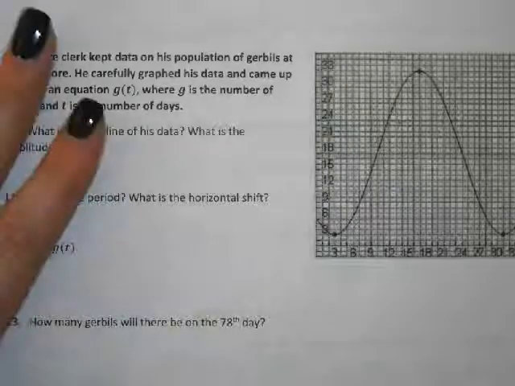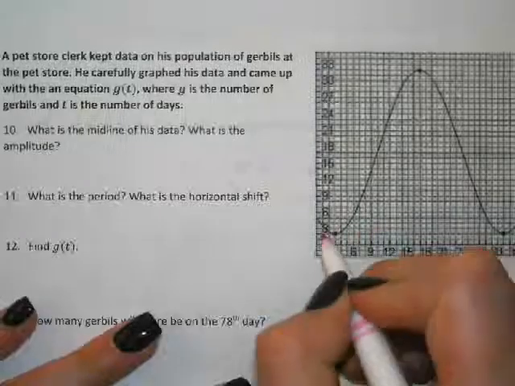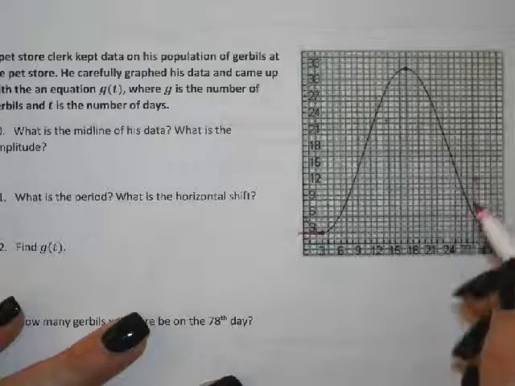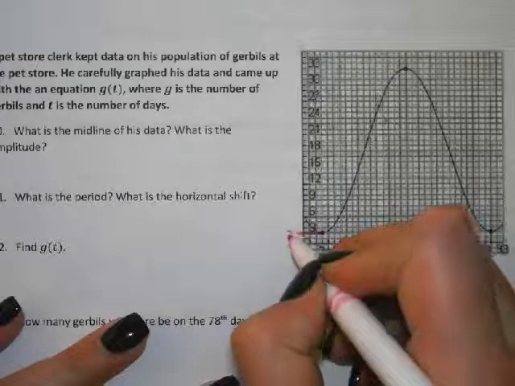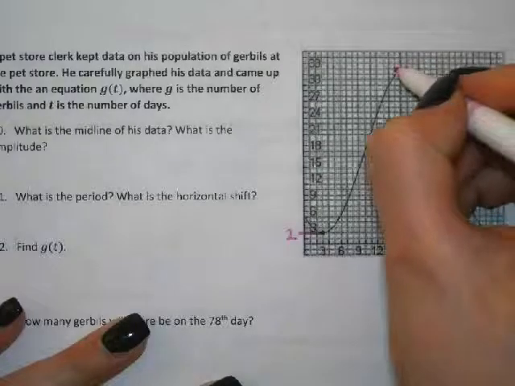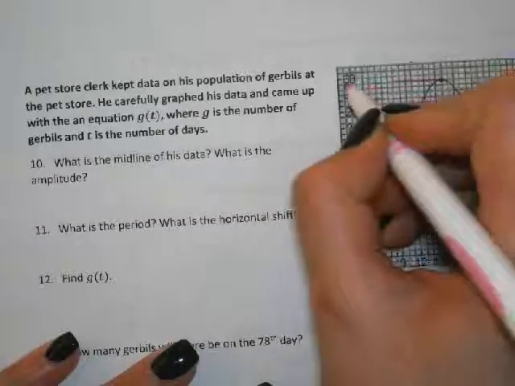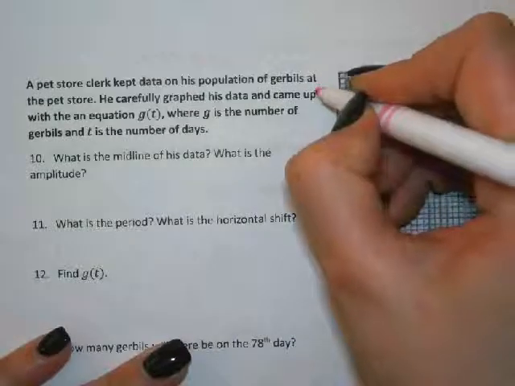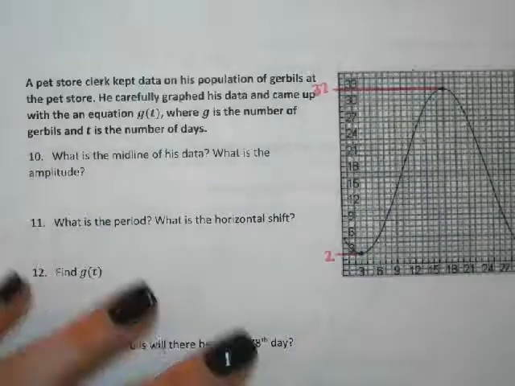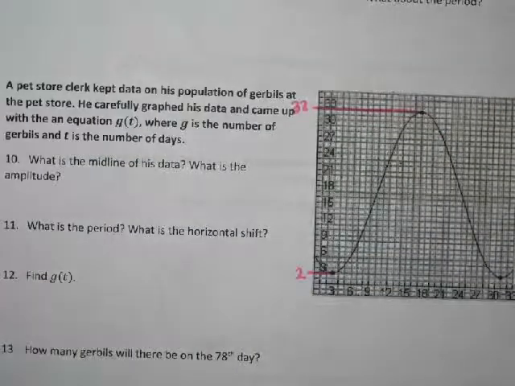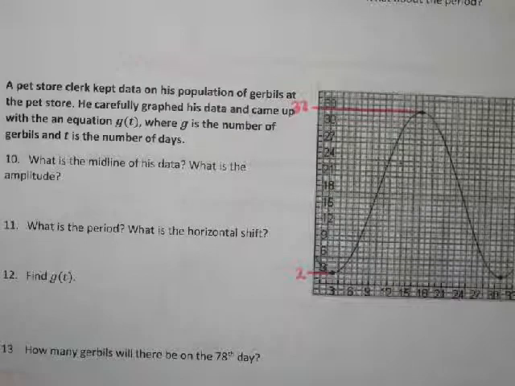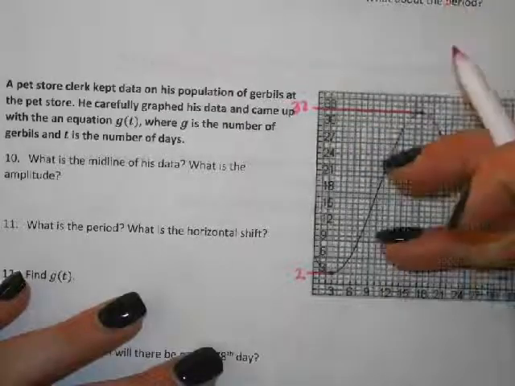So if we look at this one, I can see that the very lowest point is right here. And what value is that at? 2. That's at 2. And I can see the very highest point is right here. And what value is that at? 32. And so what's the distance between 2 and 32? That's a distance of 30. So if you have a whole distance of 30, what's the amplitude? 15. So 15 above the middle, 15 below the middle.